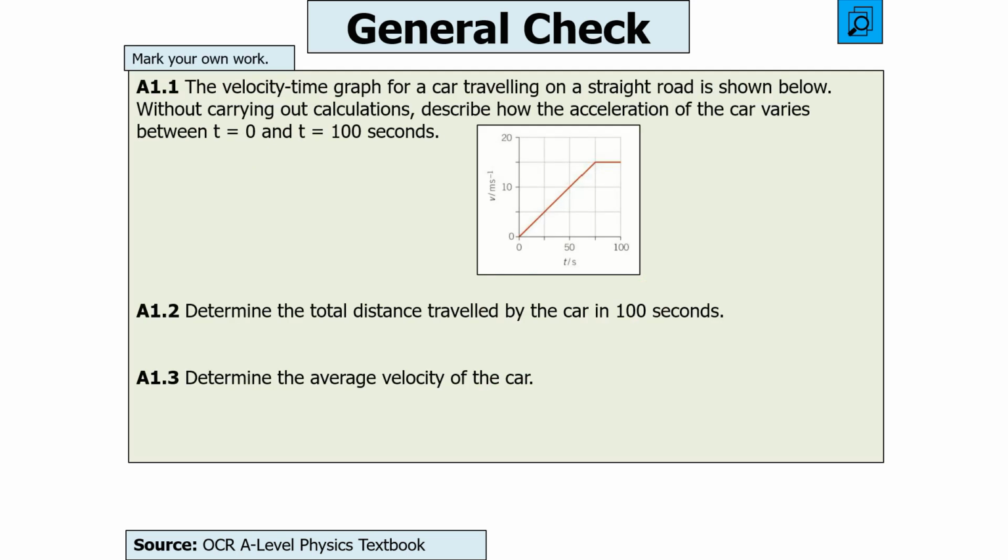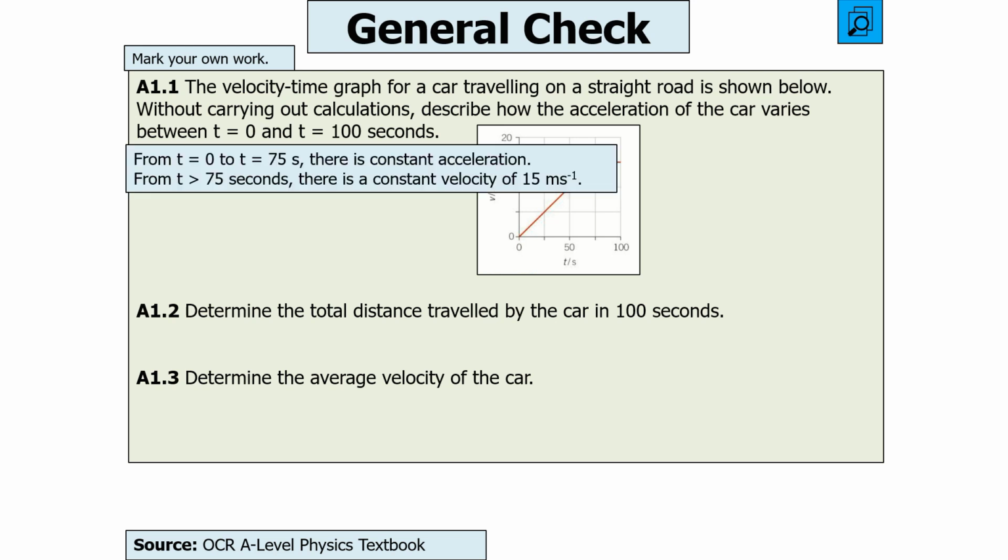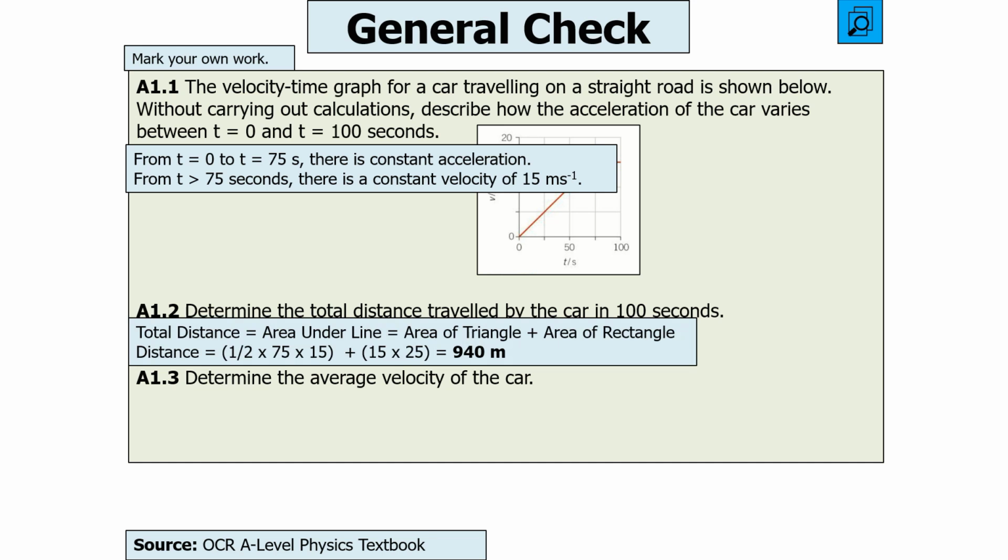Right, in this first question, you've got to think about what the graph shows. So for a velocity time graph, the gradient shows the acceleration. So from t equals 0 to t equals 75, we've got a constant acceleration. Then after 75 seconds, we've got no acceleration, so a constant velocity of 15 meters per second. Now the total distance travelled is the area under the line, which is the area of the triangle plus the area of the rectangle. We work it through, we add them together, and we get 940 meters.